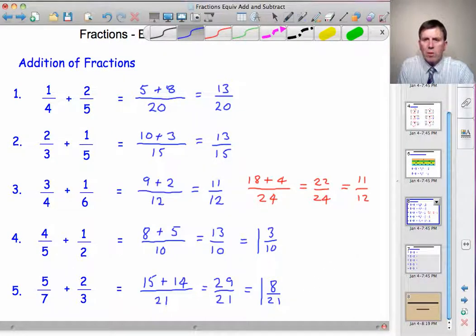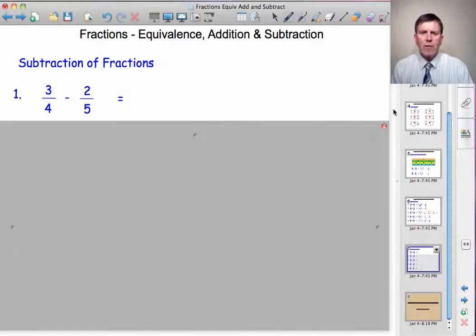We'll move on now to subtraction. Okay, 5 subtraction questions to conclude the lesson. And these are very similar to addition. We're still dealing with common denominators. The only difference is how we calculate the numerator on the top line. Instead of adding two numbers together, we're subtracting one number from another.